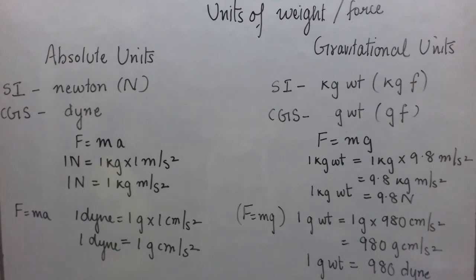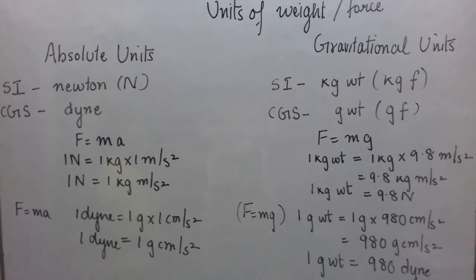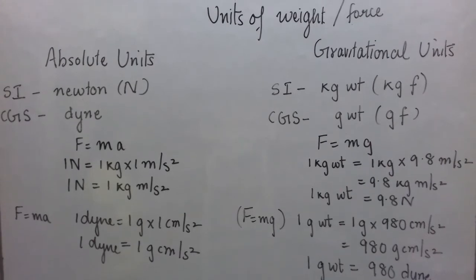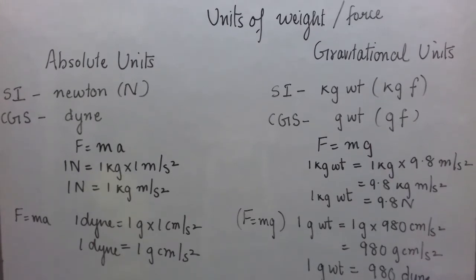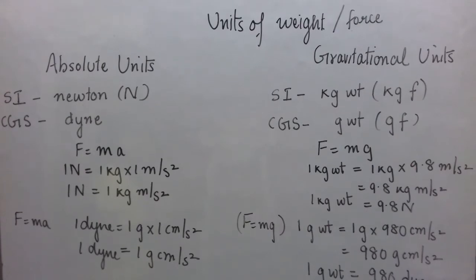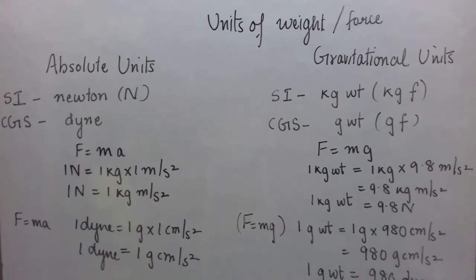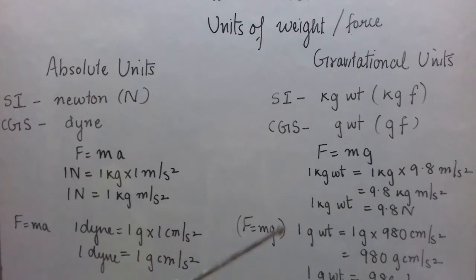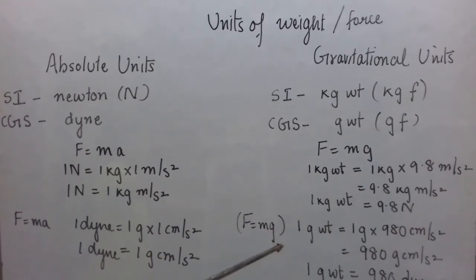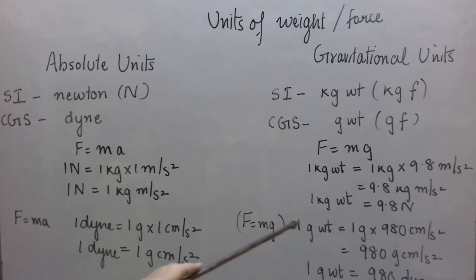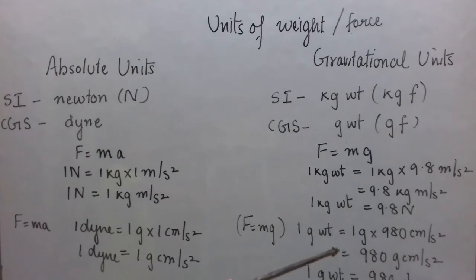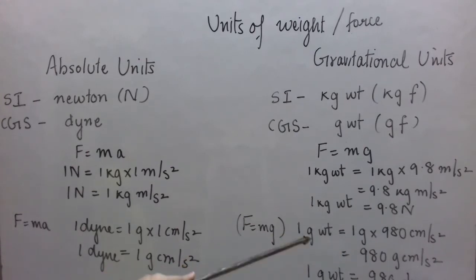So whenever you are asked to give your answer for weight, you should always say your mass is whatever the number is, 50 kg or 60 kg. Mass is 50 kg and weight is 50 kg weight. Similarly in CGS, we know that for a body having mass 1 gram, its weight is 1 gram weight. For a body having mass 30 gram, its weight will be 30 gram weight.